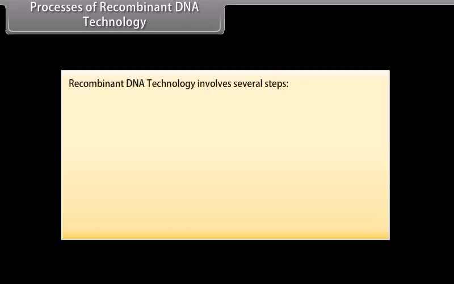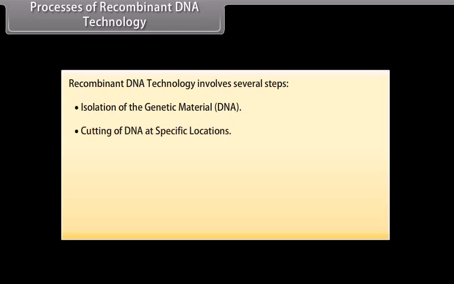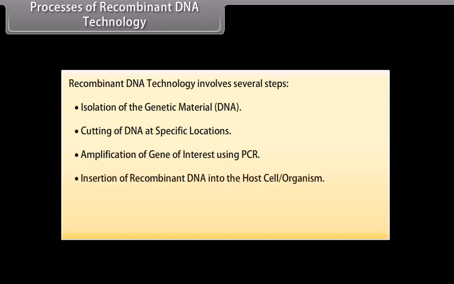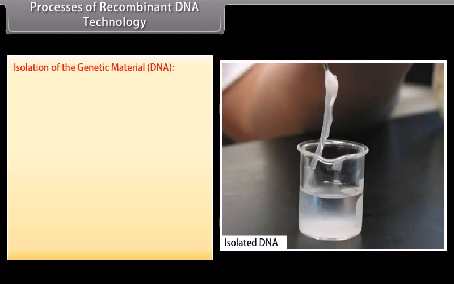Processes of recombinant DNA technology. Recombinant DNA technology involves several steps: isolation of the genetic material, DNA; cutting of DNA at specific locations; amplification of the gene of interest using PCR; insertion of recombinant DNA into the host cell organism; obtaining the foreign gene product; and downstream processing.